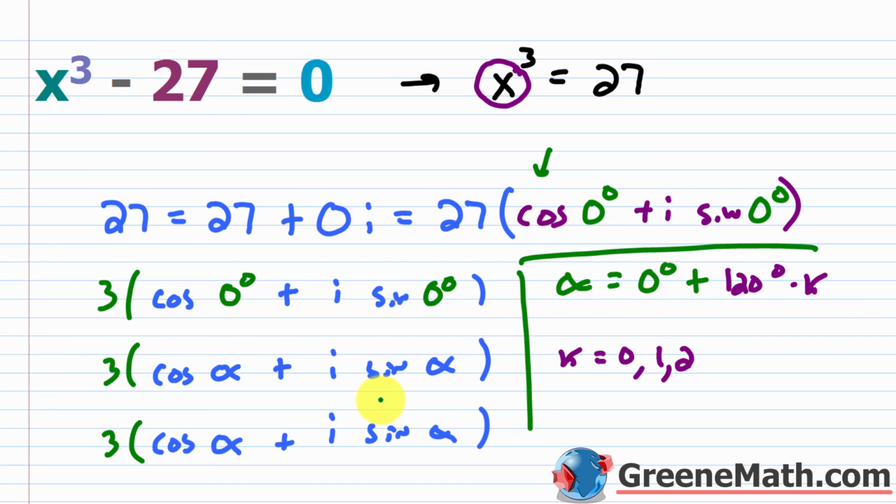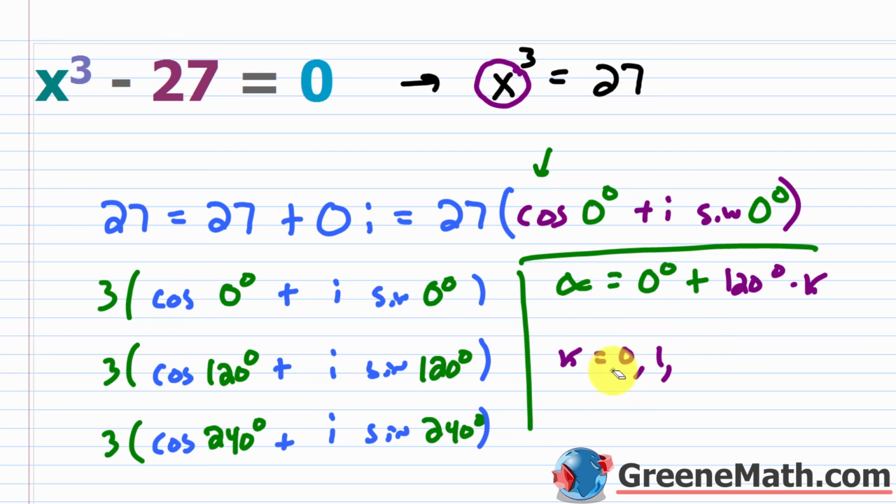So then for the other ones, I'm just going to add 120 degrees each time. If I plugged in a 1 there, this would just be 120 degrees. Add another 120 degrees. If I plugged in a 2 there, this would be 240 degrees. So 240 degrees and 240 degrees, okay? So these 3 complex numbers in polar form, if you cube them, would each give you 27.